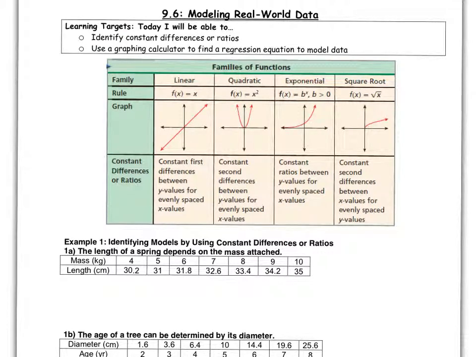Today we will be looking at tables and figuring out which family they belong to: linear, quadratic, exponential, or square root. Some of these will be review, like linear. We've already looked at those.